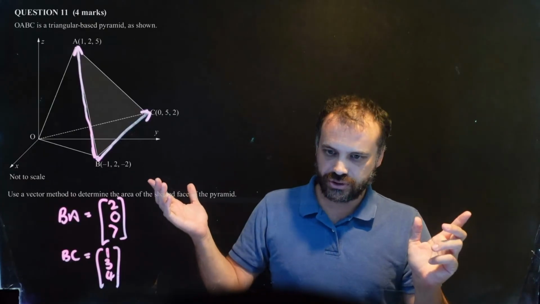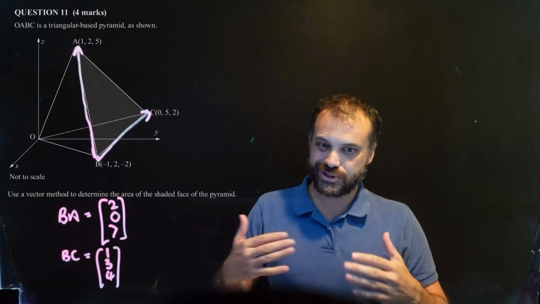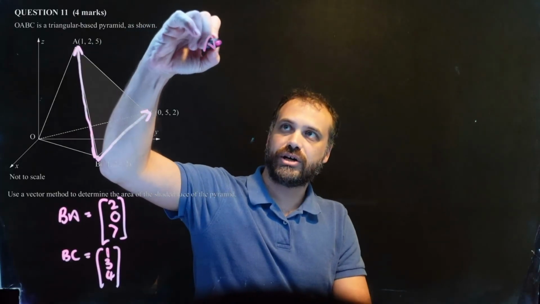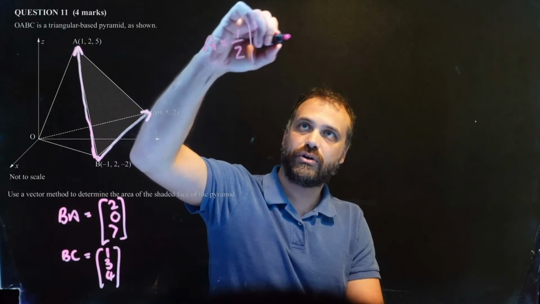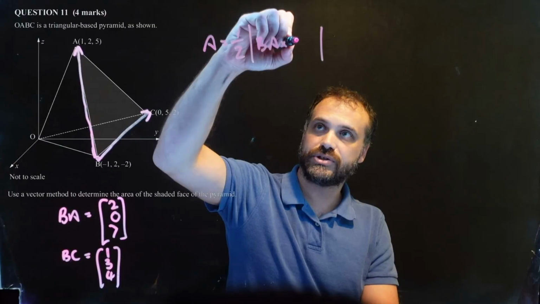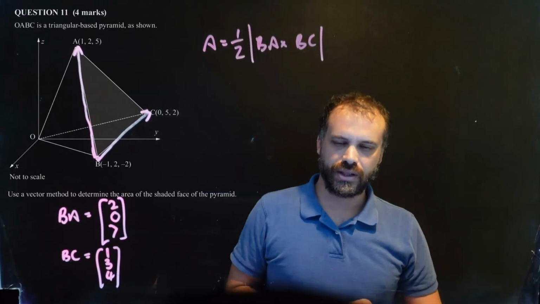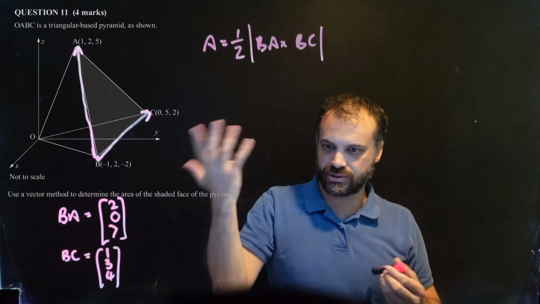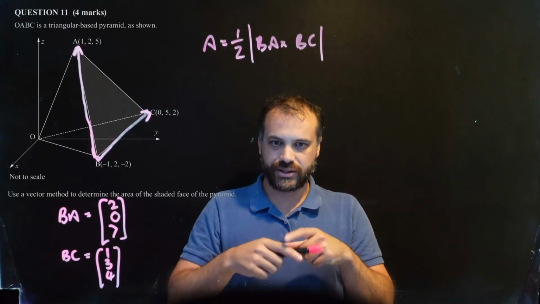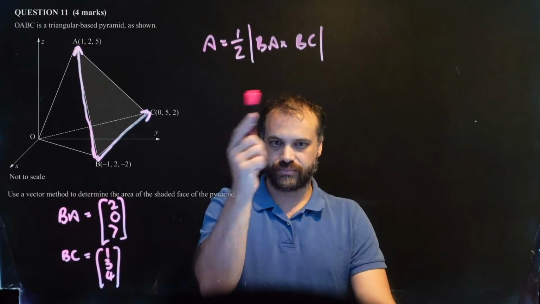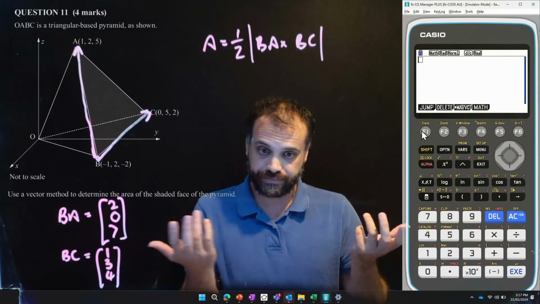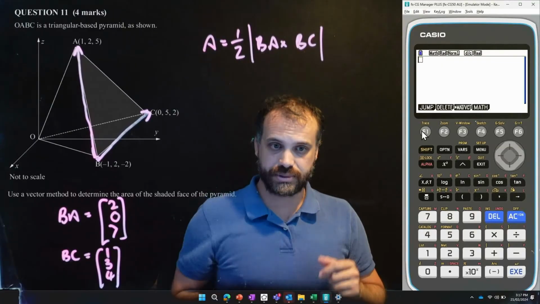Okay, now that I've got two vectors, this question is pretty much over, right? Because the area of any triangle is equal to half of the magnitude of the cross product of two of the sides. And that's really it. That's all I'm trying to do, determine the area of the shaded face. So I have a calculator. I should definitely use it. Let's go. To be honest, it doesn't feel like I'm doing 4 marks worth of work, but hey, what do I know? BA times BC.